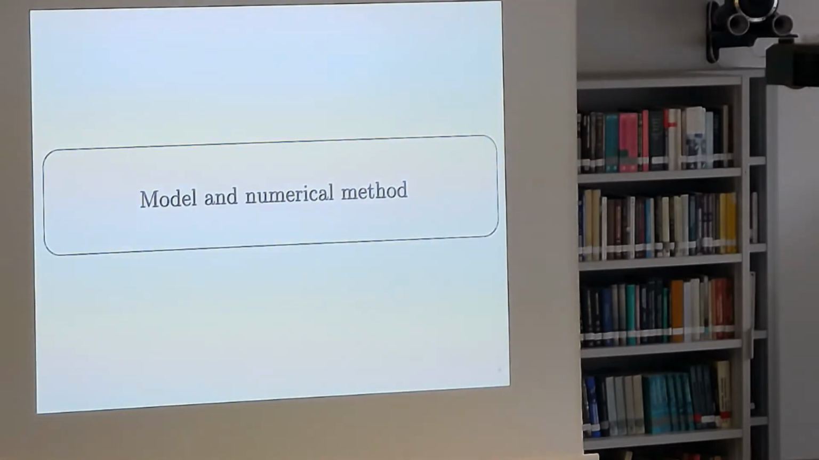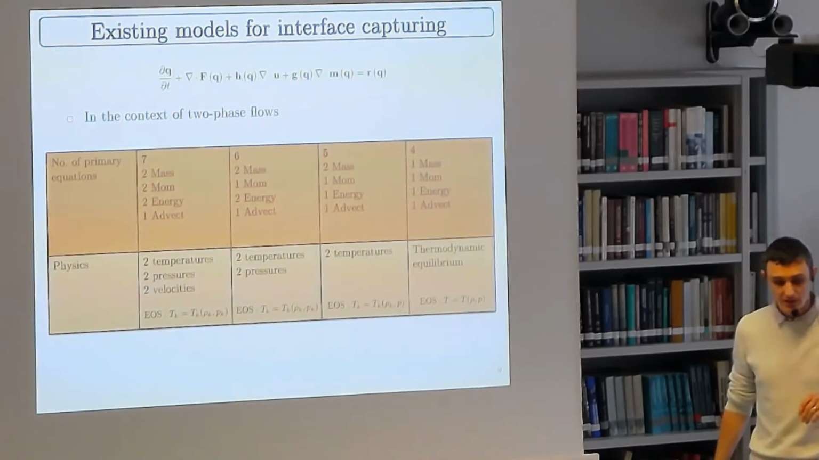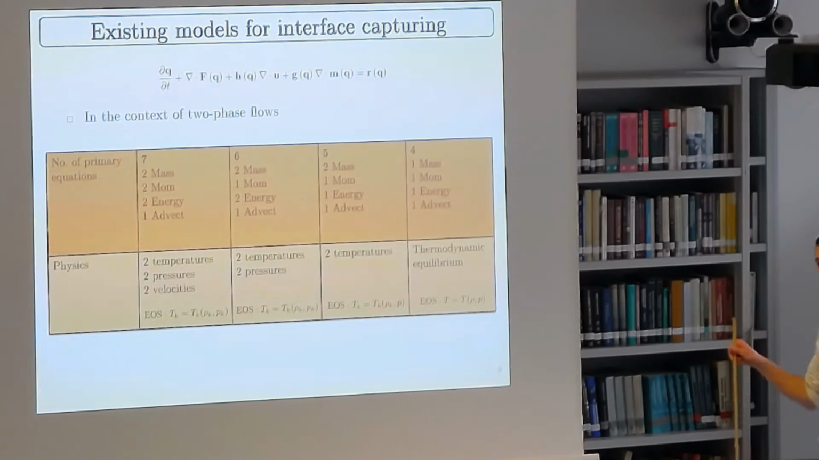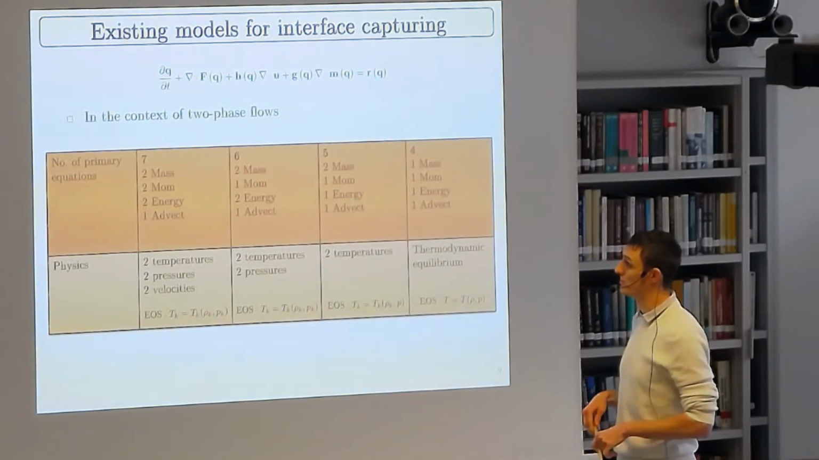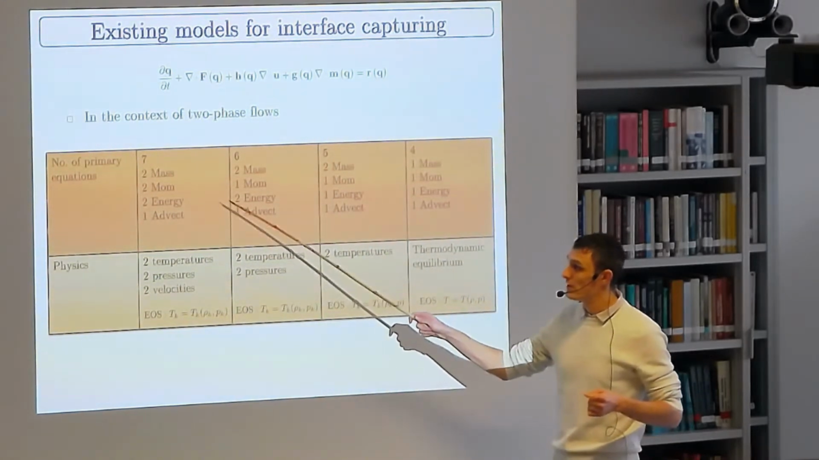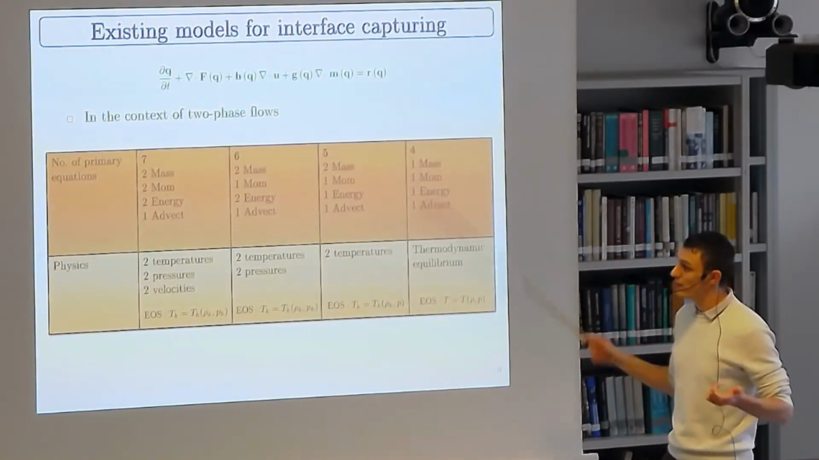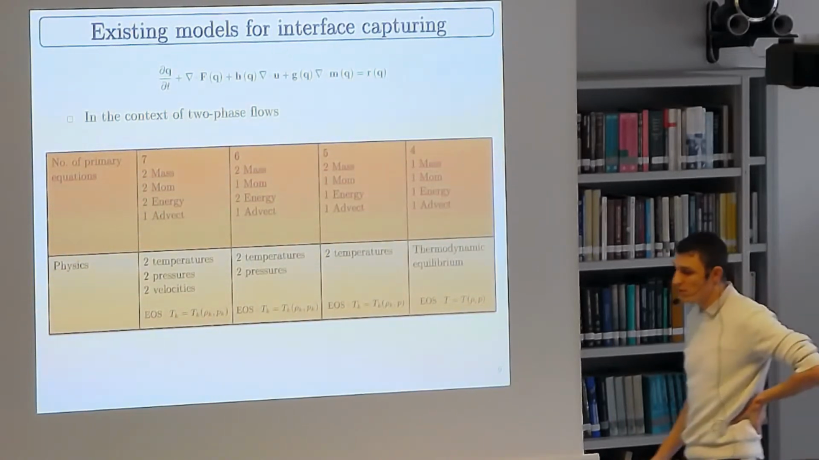All right. But now the numerical method. So I'm finishing with the applications, and let's go into the actual problem. There are different types of models that exist in the situation of multi-phase approaches. So I'm not talking about sharp interfaces, right? If you take the context of two-phase flows, what is commonly known as the 7, 6, 5, and 4 equation models.